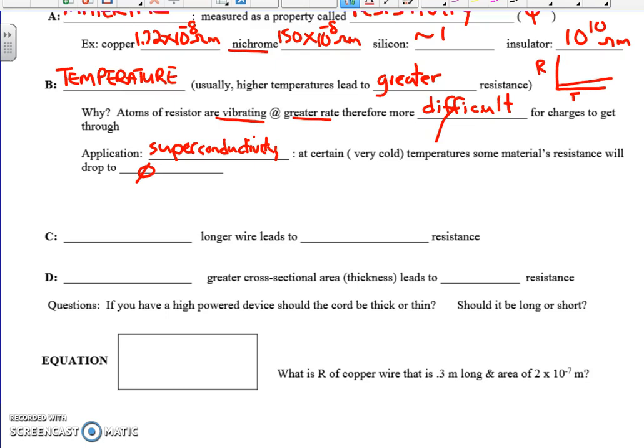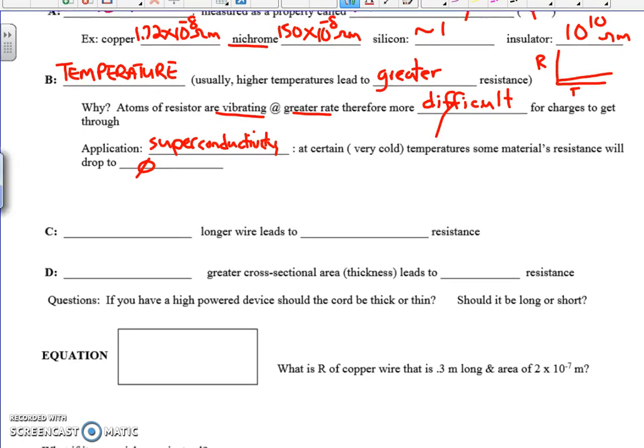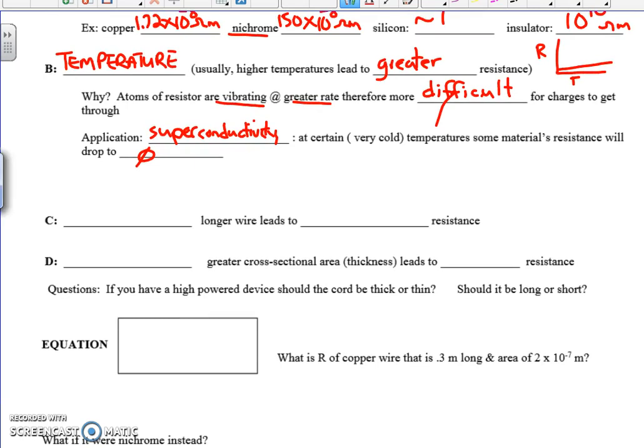And you get some really, really cool effects with that. We're talking so cold, we're talking a few hundred, negative 200 degrees Celsius and such. So it's not easily achieved and only happens with certain materials. But I'll talk more about it in class.